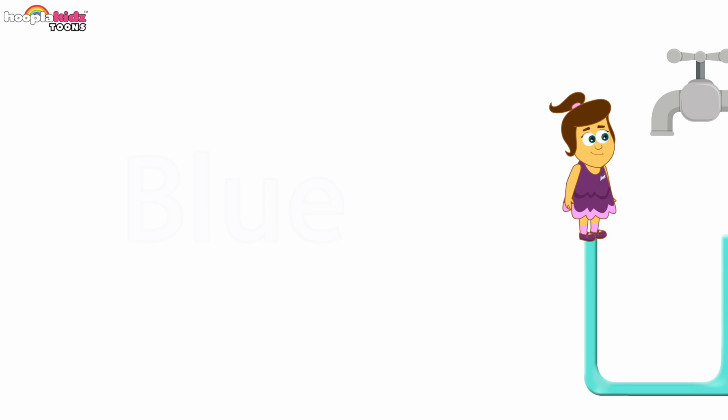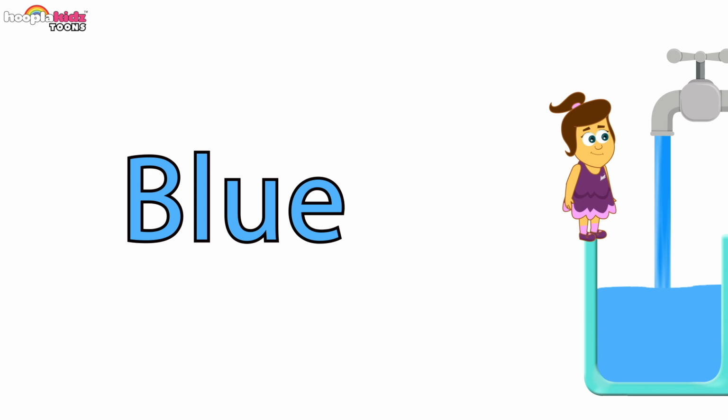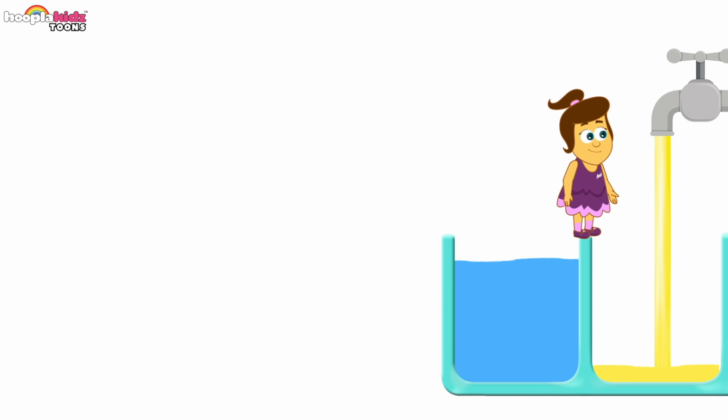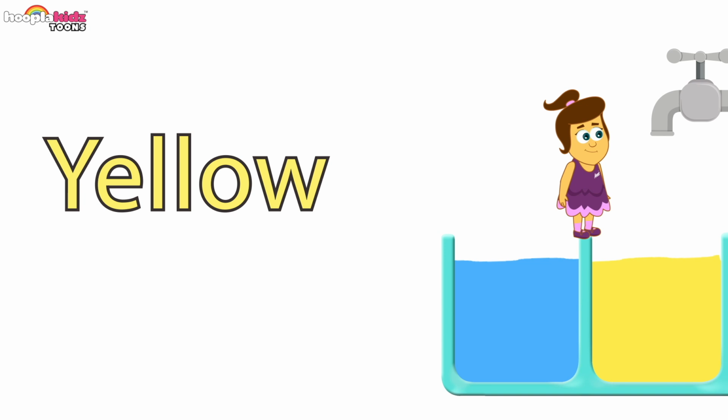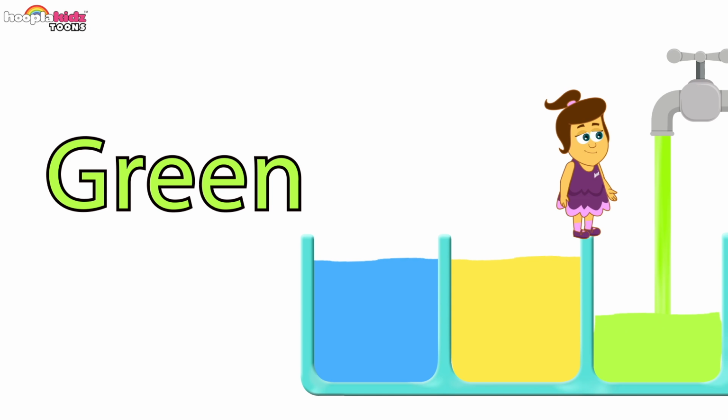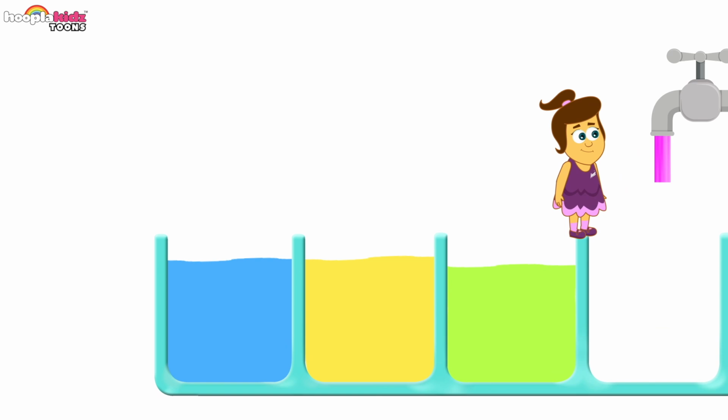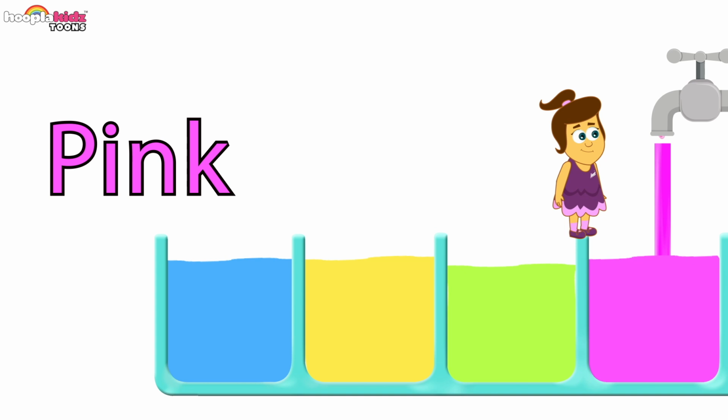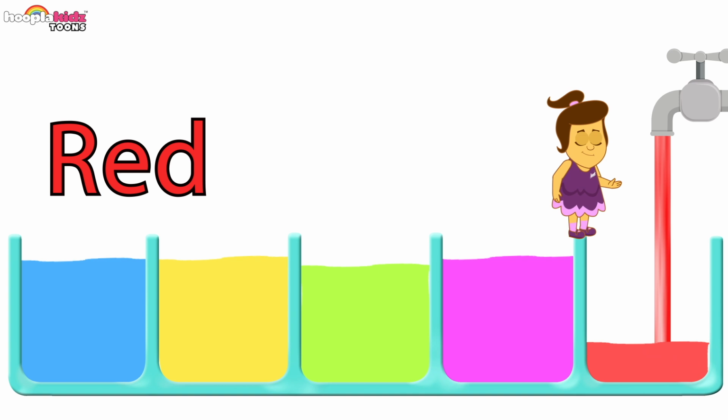Oh look, it's Annie! And a tap! With water. What colour is that? Blue. Blue water coming out of the tap. And now? Yellow. Yellow water coming out of the tap. Ooh, what's this colour? Green water coming out of the tap. What's next? I know this one. Pink water coming out of the tap. What's next? Red water. Ooh, exciting.